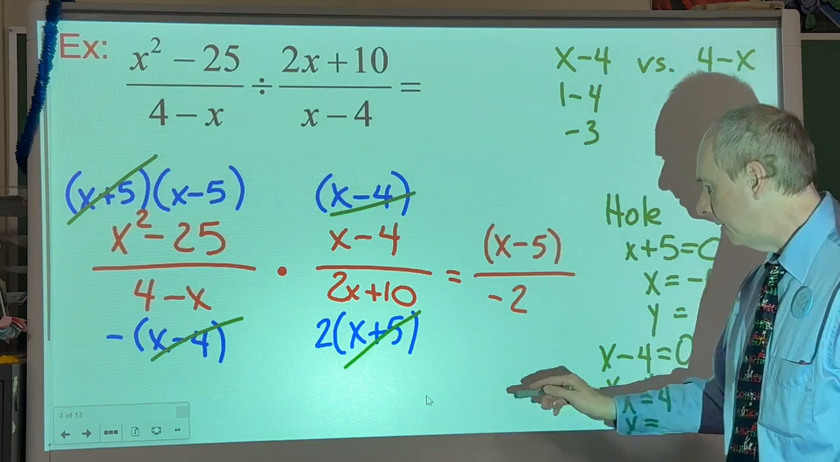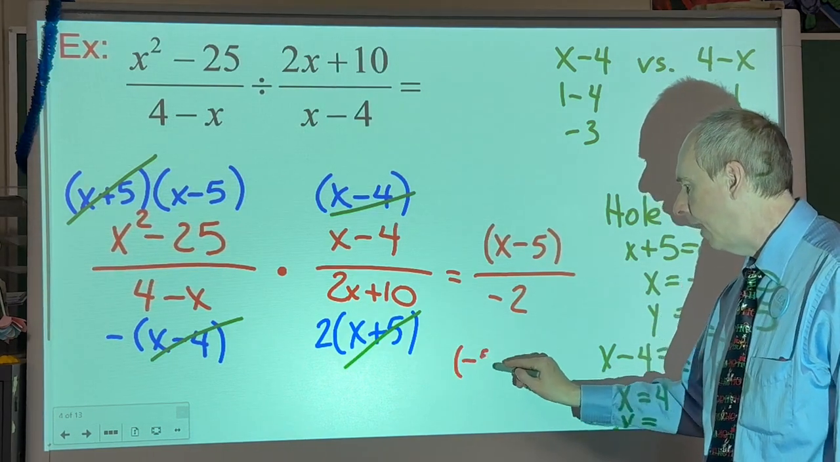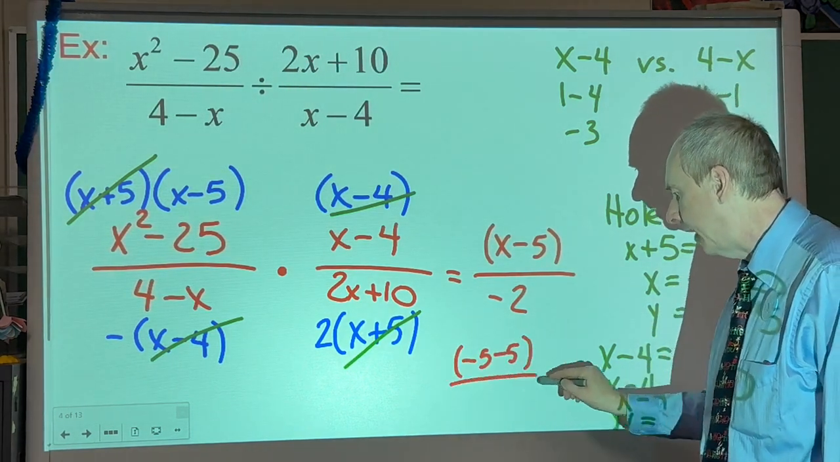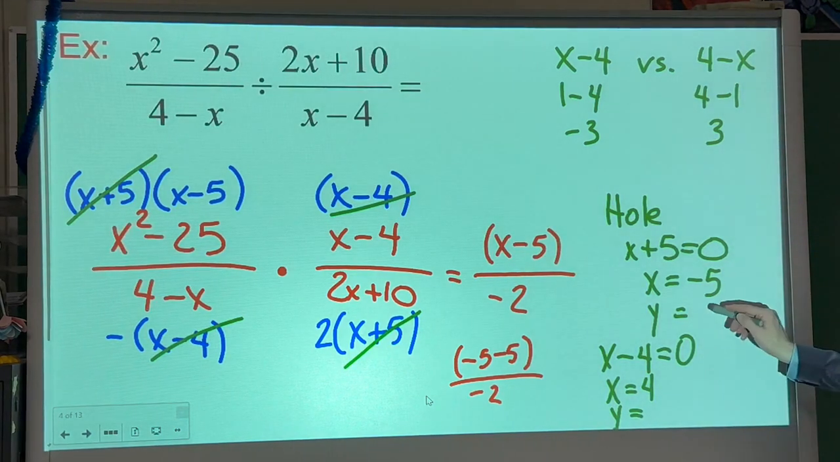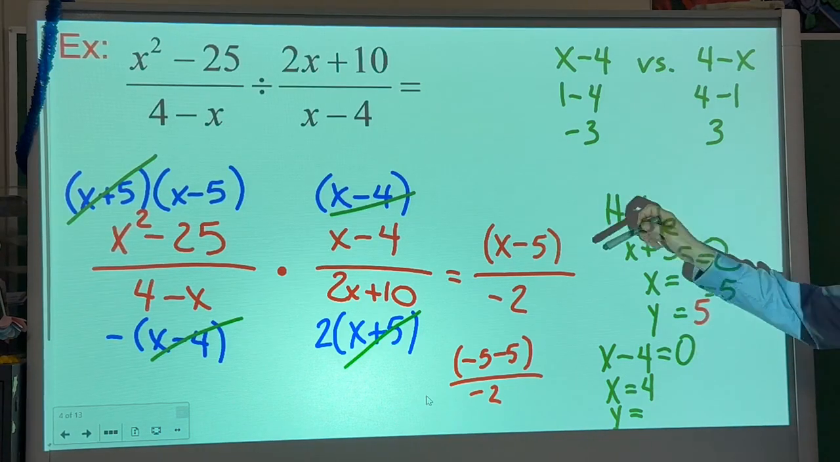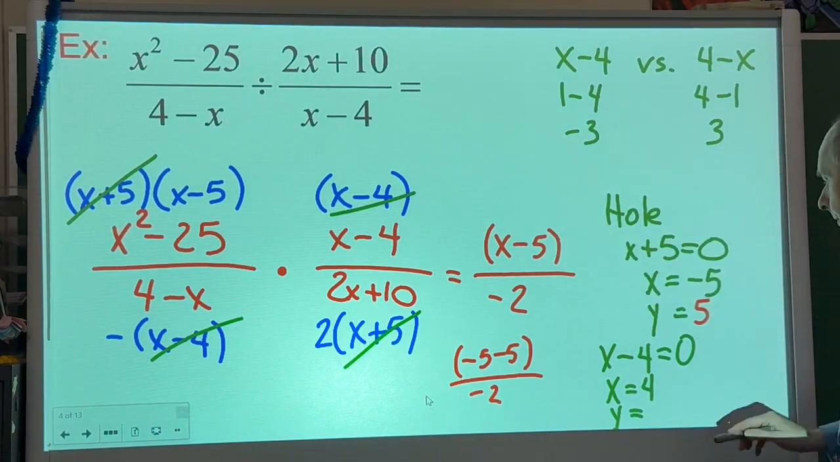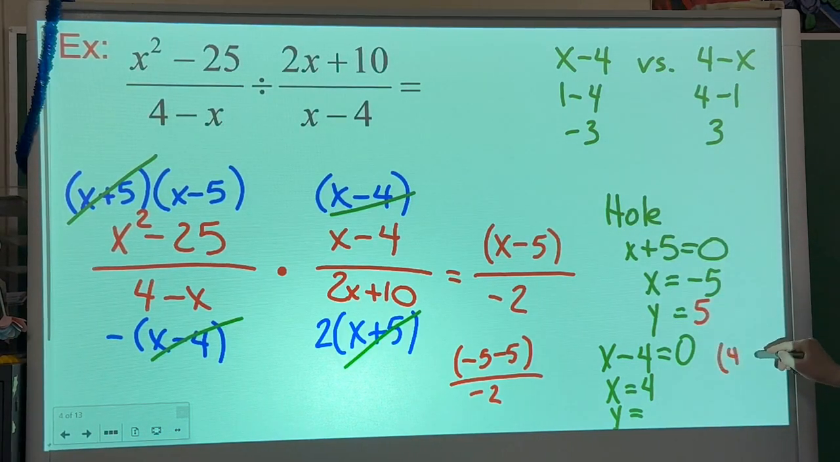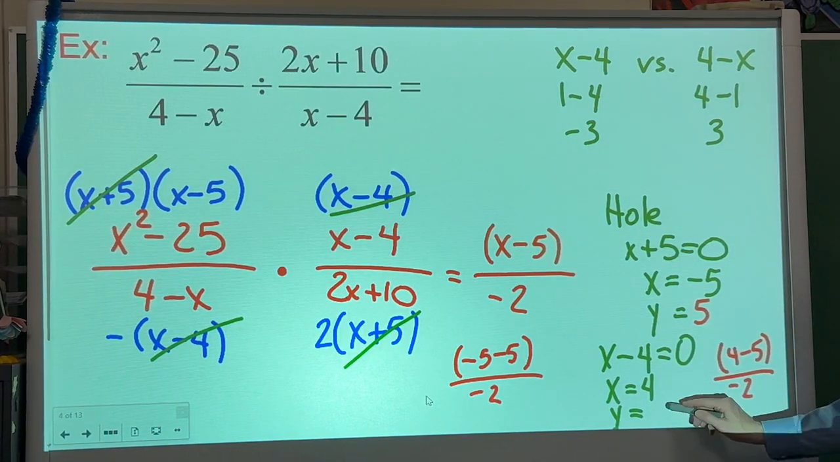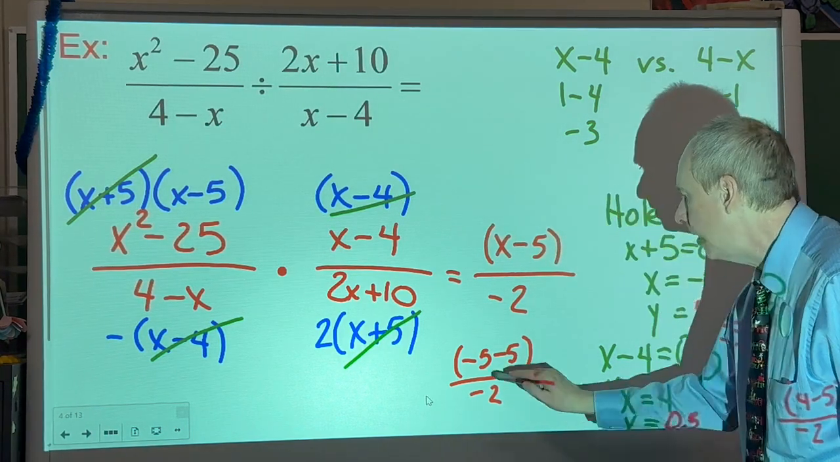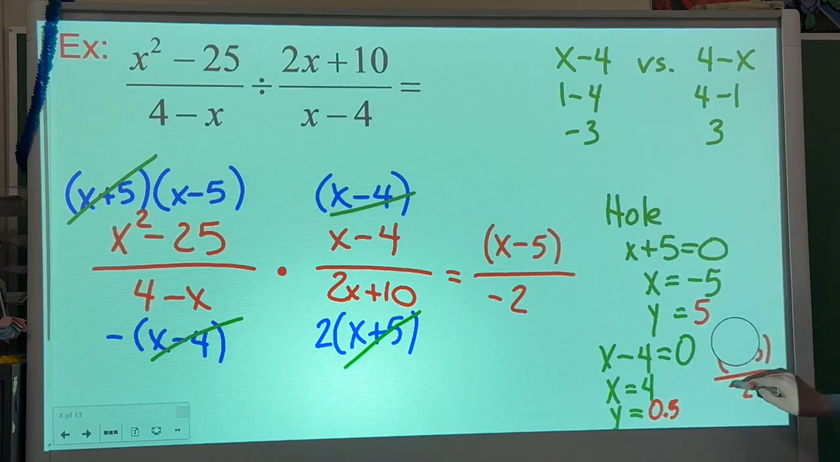On your calculator, this is exactly what you do. Negative 5 minus 5 divided by negative 2. Negative 10 divided by negative 2 would be 5. Then we'll take our 4, plug it in here. 4 minus 5 is negative 1 divided by negative 2. Negative 1 divided by negative 2 is 1/2 or 0.5. So that's where the holes are at in my graph.